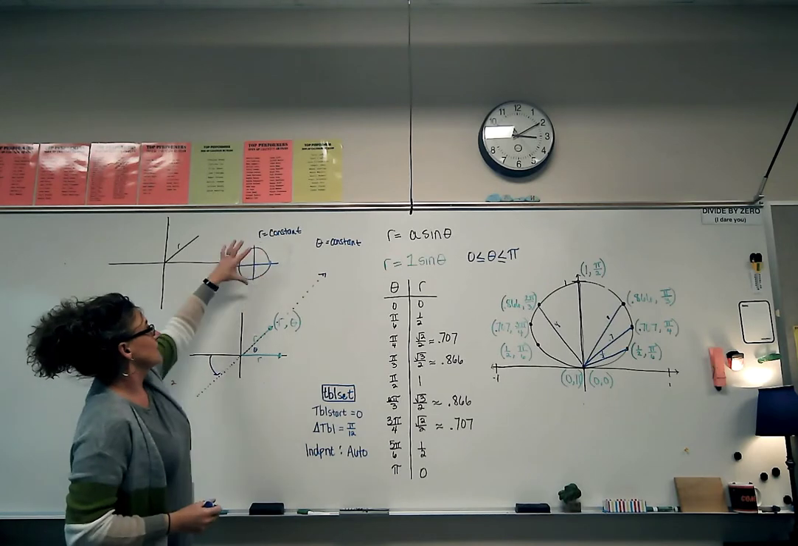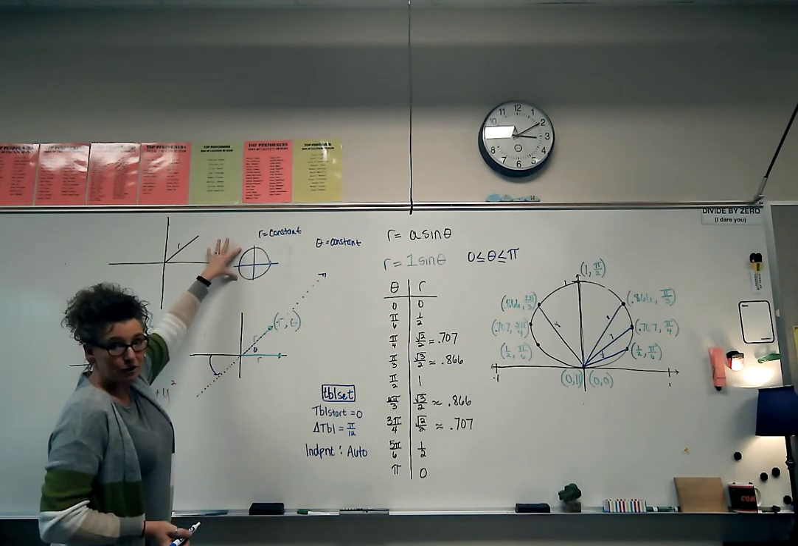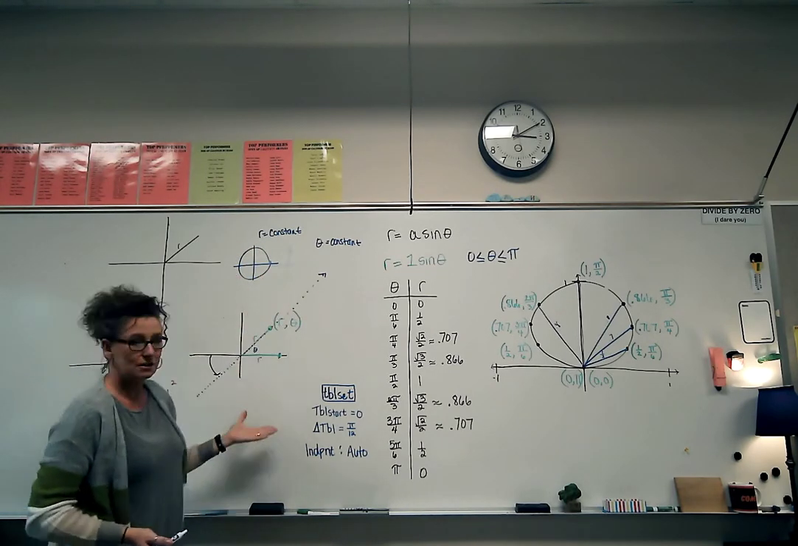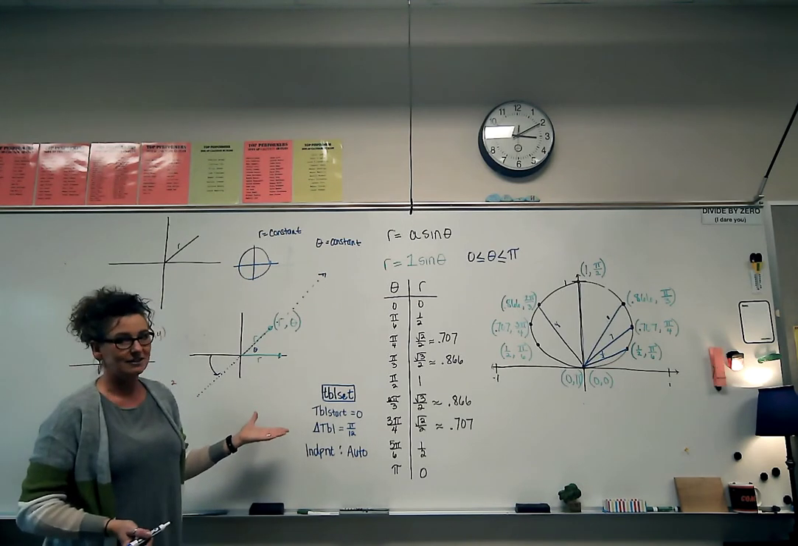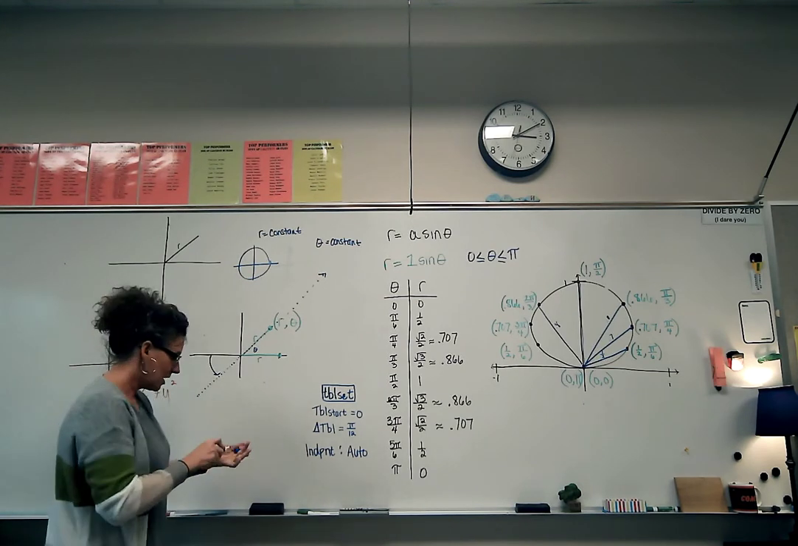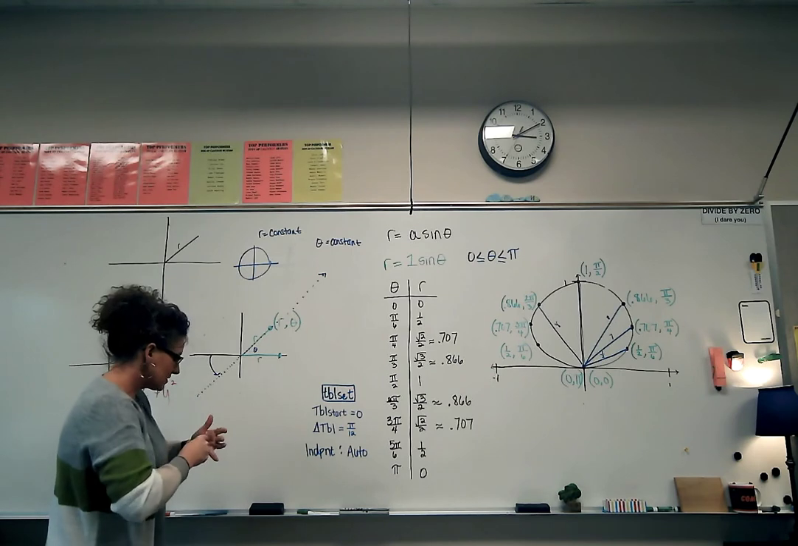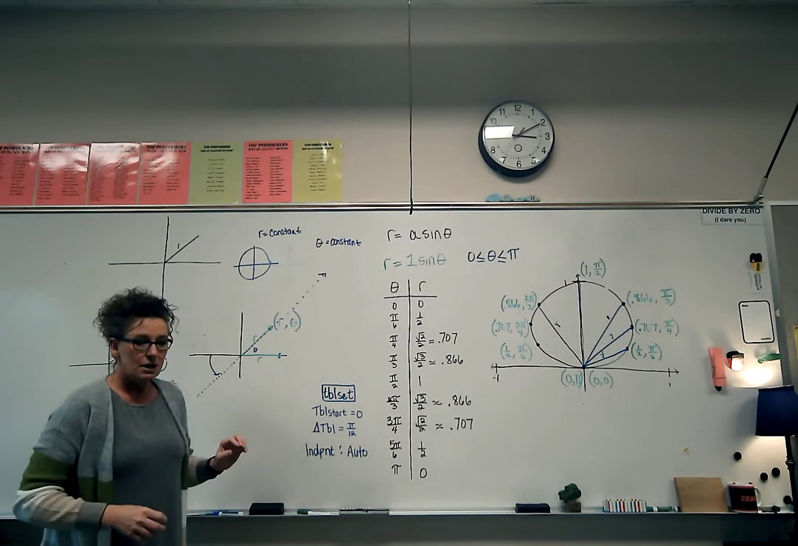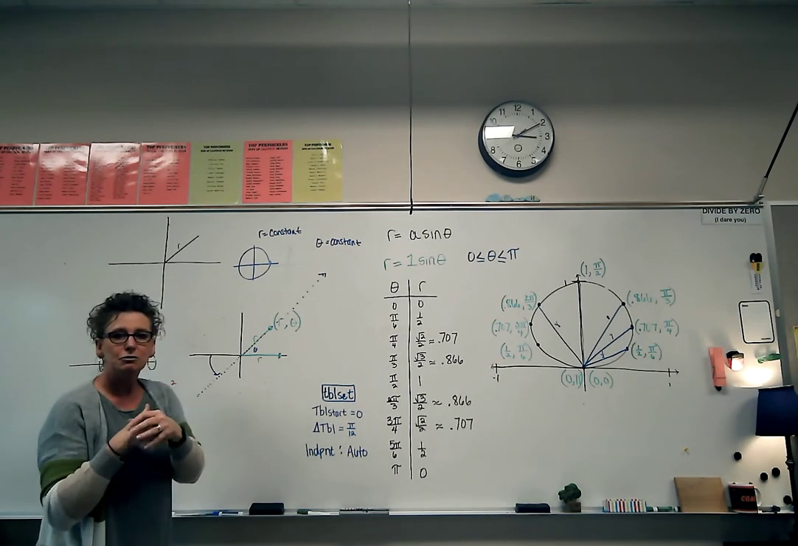So if R is a constant, this is the type of graph we're looking at. If theta is a constant, it's just a line. That's pretty cool. All right, so kind of play around with those. Get used to how to maneuver around on your graphing calculator.